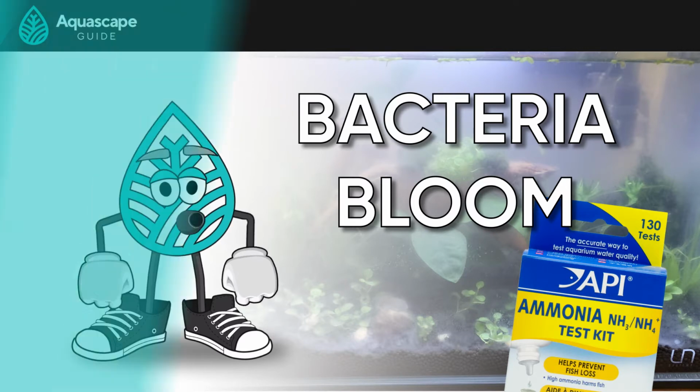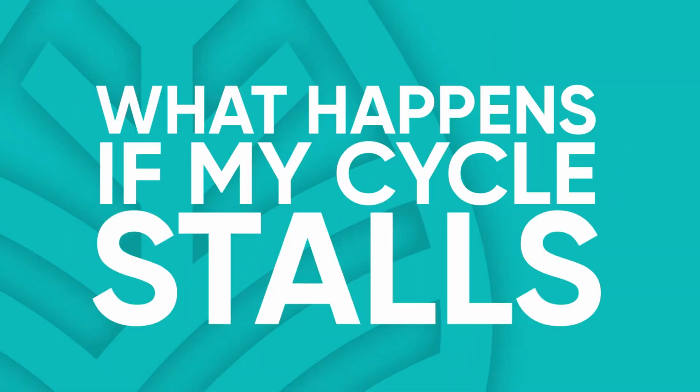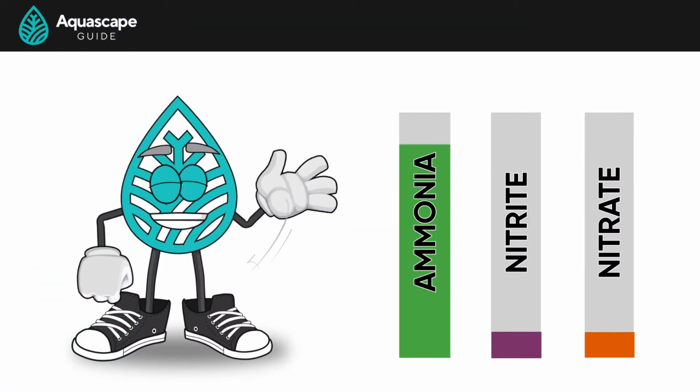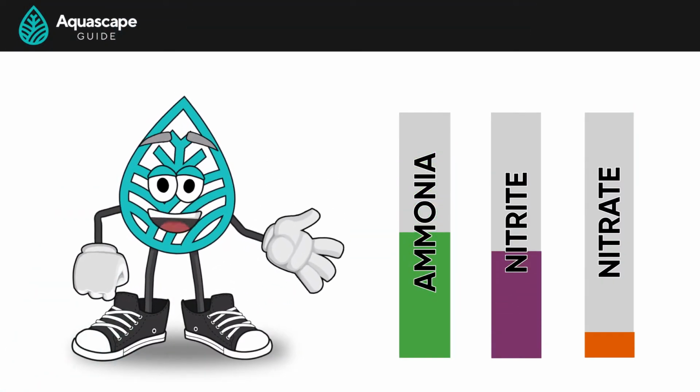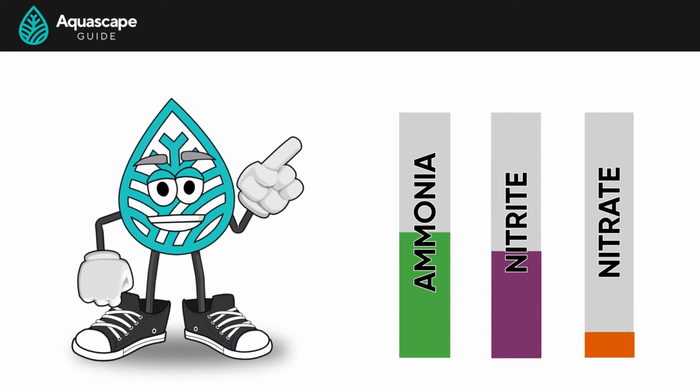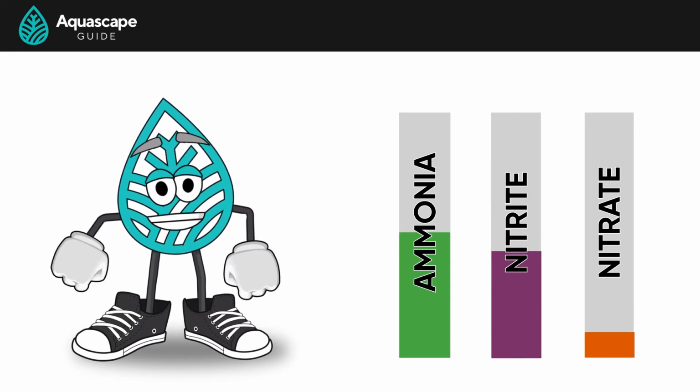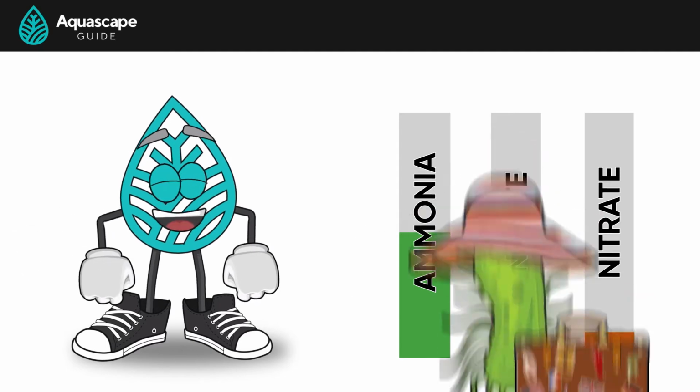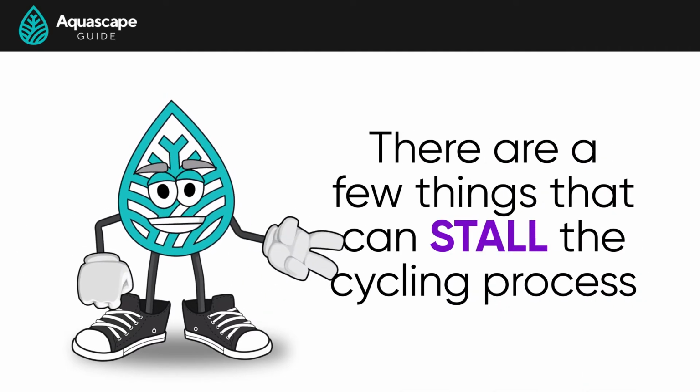But then this leads us to what happens if my cycle stalls or stops cycling. First, let's talk about what a stall is. This is when your ammonia or nitrites are dropping fine, but then all of a sudden they stop dropping, like the bacteria went on a vacation or something. There are a few things that can stall or stop the cycling process.